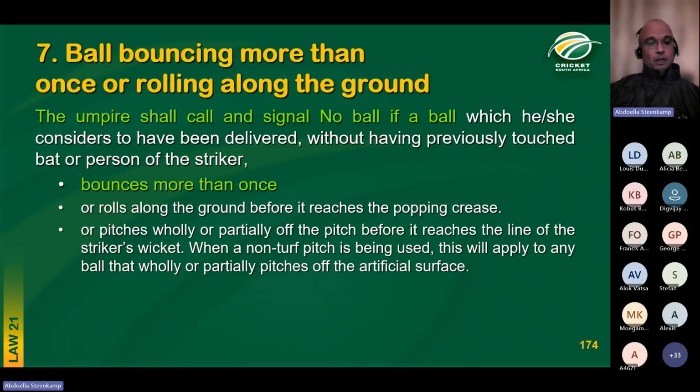Or the bowler bowls the ball and it pitches either wholly or partially off the pitch before reaching the striker's wicket or before reaching the bowling crease. If that is the case, it either needs to be wholly off the pitch or even partially off the pitch. If that is the case, the umpire needs to call and signal no ball.